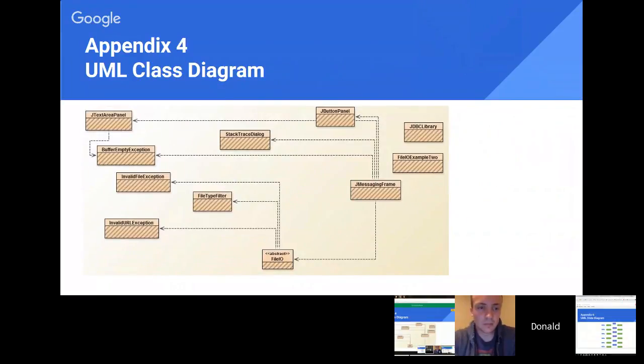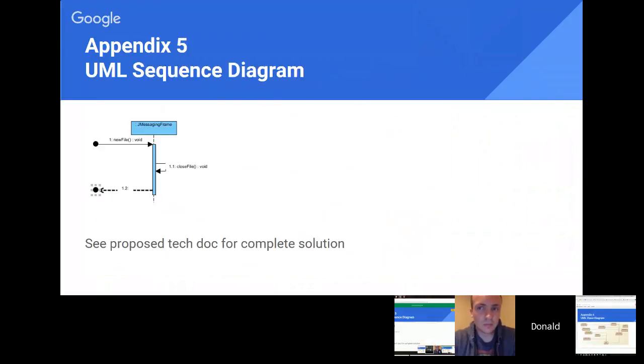This is the basic class diagram that shows how it communicates with the different classes. Pretty much the same as how the system use case looks. Then we have our sequence diagrams, which show specific communication with different parts of the messaging frame and different classes and how those open the files and close them within the system.